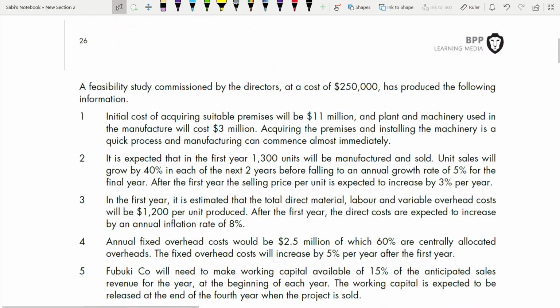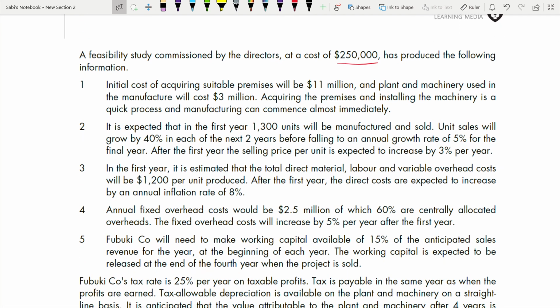Now, a feasibility study commissioned by the directors at a cost of 250,000 has produced the following information. First, initial cost. This is a project for 4 years, and for cash flows we need the initial cost. The initial cost of acquiring suitable premises will be 11 million, and the plant and machinery used in the manufacture will cost 3 million. Acquiring the premises and installing the machinery is a quick process and manufacturing can commence almost immediately. It's important because this tells you whether it is from year zero or year one. Since manufacturing commences immediately, your starting cash flow is from year zero.